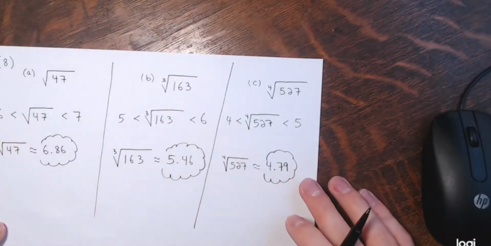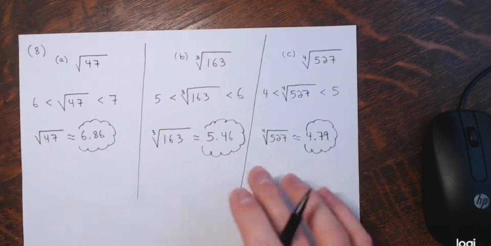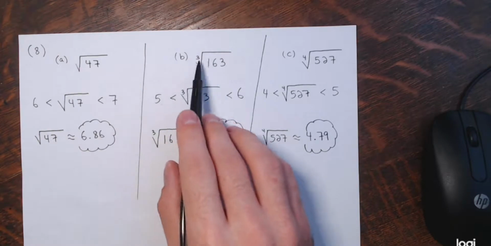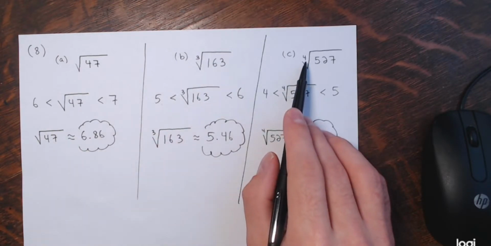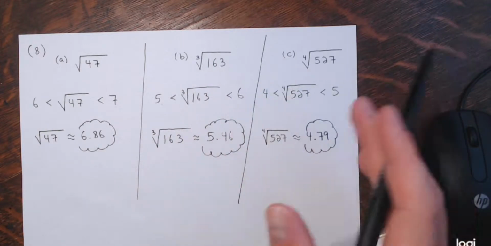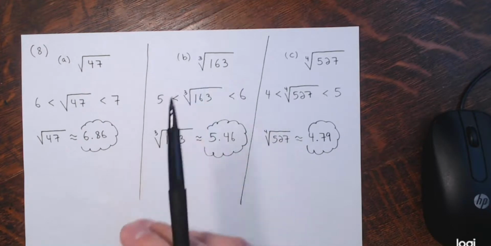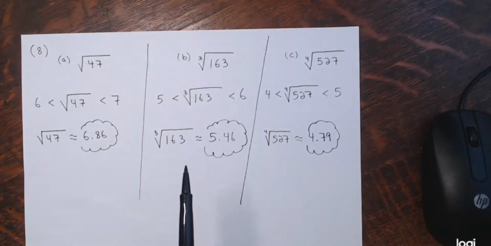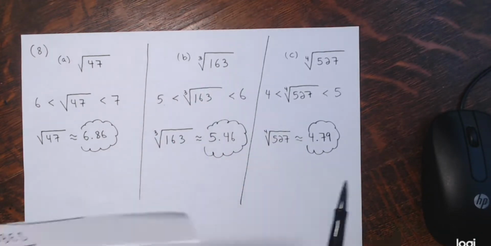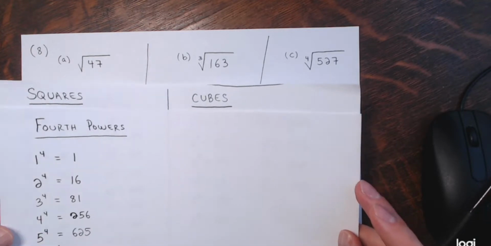Great. And that's it. So the key here is to pay attention to what root's being taken: square root, cube root, fourth root, fifth root. Just pay attention to that little number, the index on the radical symbol. And then you'll know if you're looking at squares or cubes or fourth powers or fifth powers and doing comparisons to those.